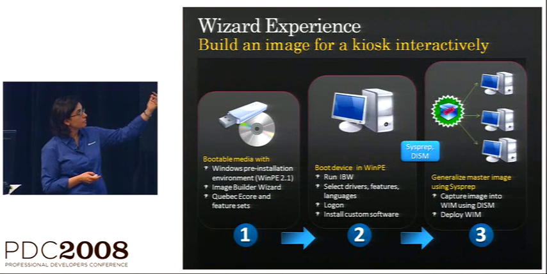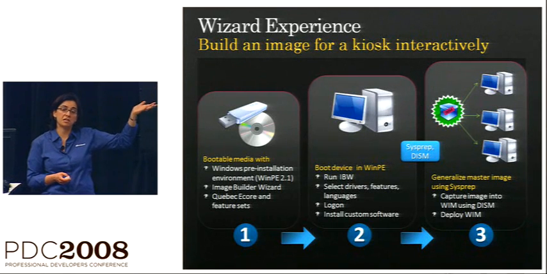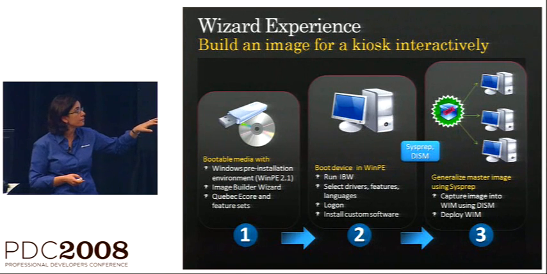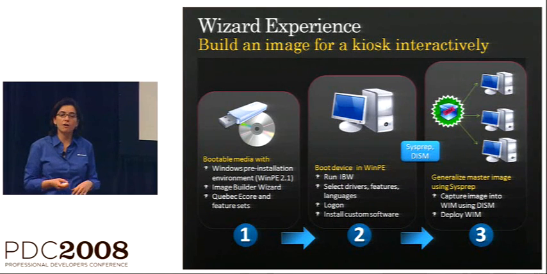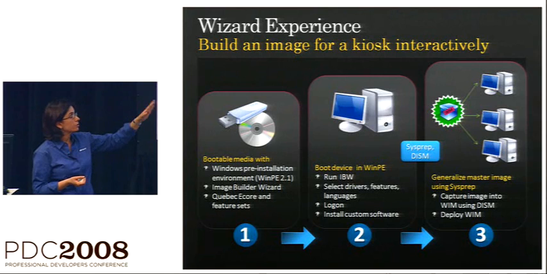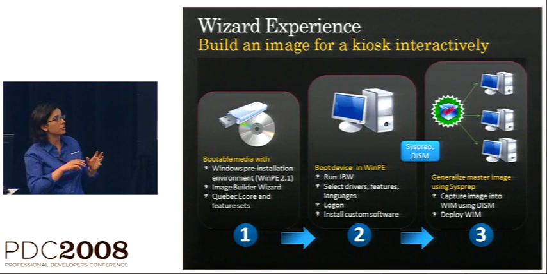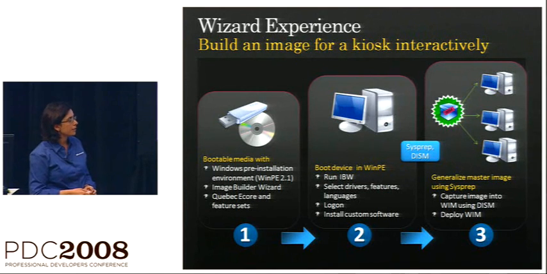You boot your device with WinPE, run IBW, select drivers, or you can let IBW automatically detect all the drivers and apply them for you. If it can't find some drivers, it will ask you where to get these drivers. And then you log on, and that's it. You install your custom software. If you want to tweak your registry, you can do that. And once you're done with that, you just prep your image, and you can use DISM to capture the image and apply it to other devices or deploy it in your factory.